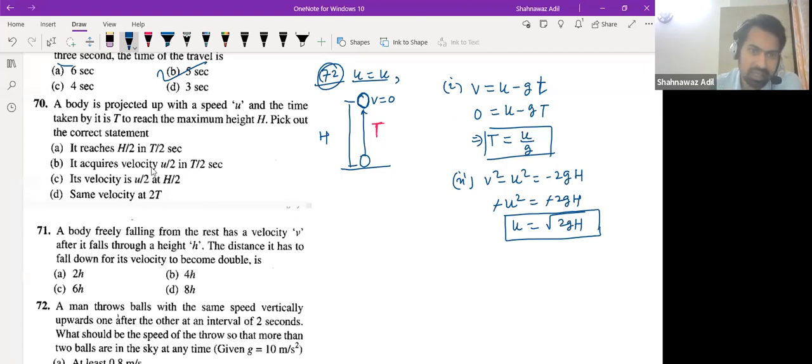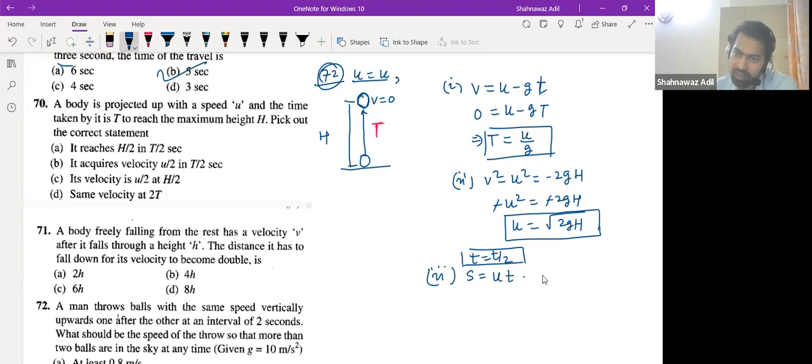Okay, now we have these things. Now let us try to calculate. It reaches the h by 2 distance in t by 2 seconds. So let us try to find out what is s at t equal to t by 2 seconds, right? Yes, sir. s is ut minus half gt square, right?